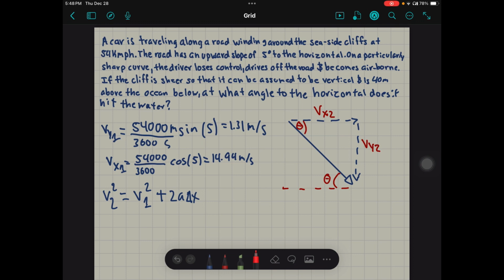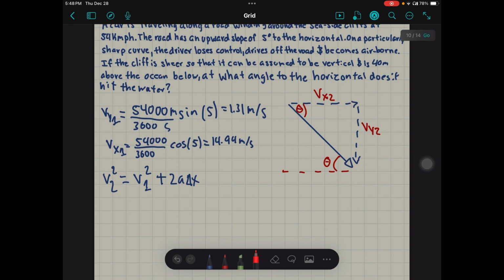Now, when solving this, we want to get our final velocity. In order to do that, we have to figure out our final components for our x and y velocities. Once we have our x and y final velocities, we can figure out the angle of where the total velocity is going. From that, we can use this equation to solve for it. One thing to note is this angle equals this angle. Because the question is asking for the angle from the horizontal to the ocean, we're solving for this angle.